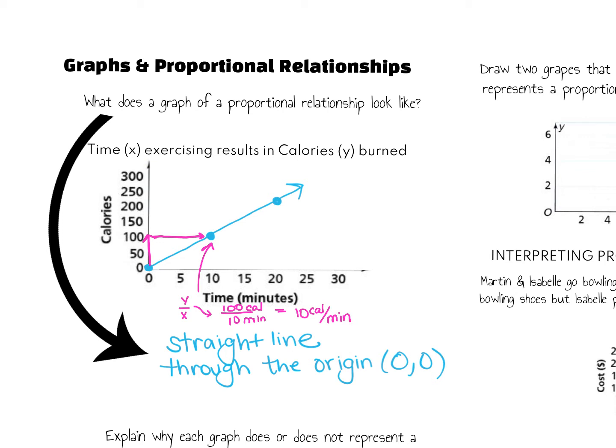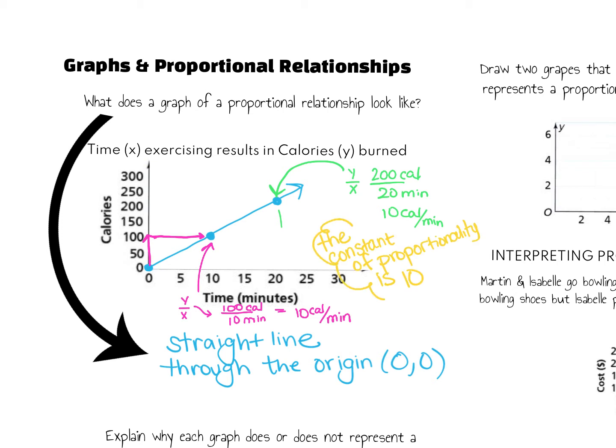And because this is proportional, if we look at this point right here, again, y divided by x, this is 200 calories per 20 minutes, or 10 calories per minute. So what we can say right here, the constant of proportionality is 10.